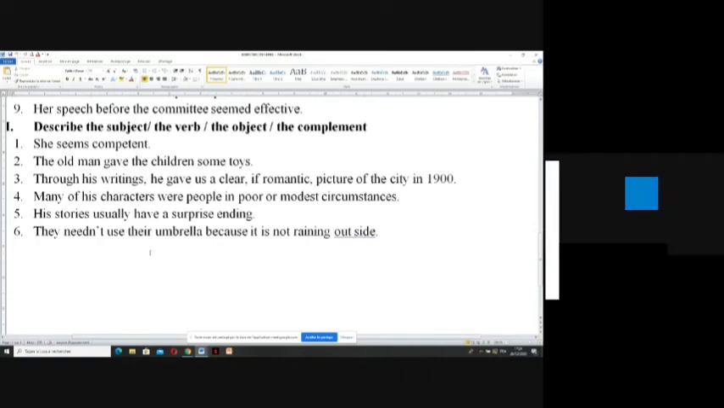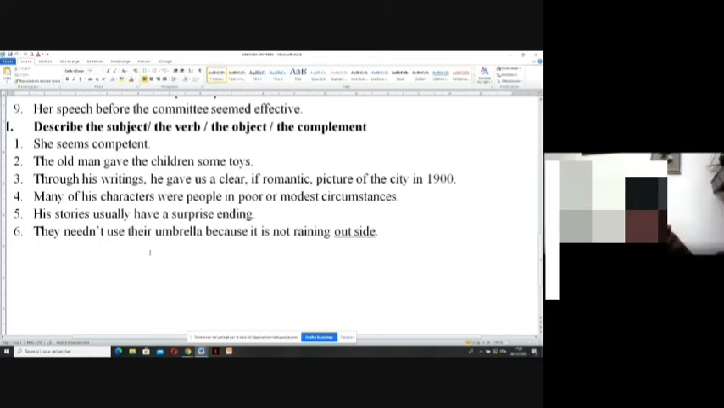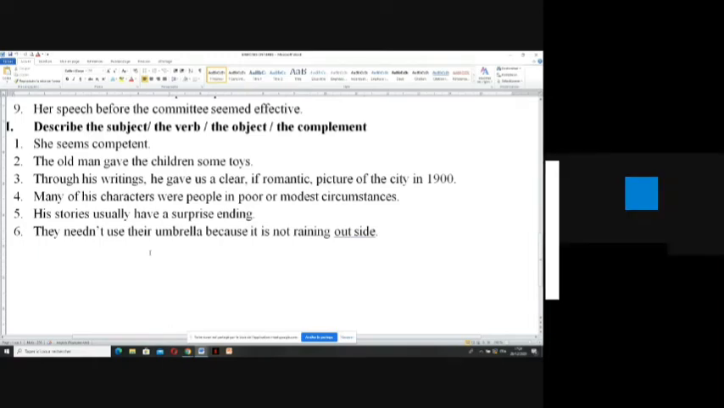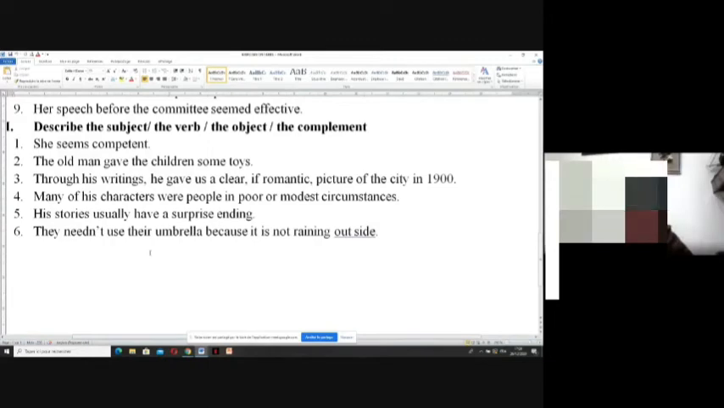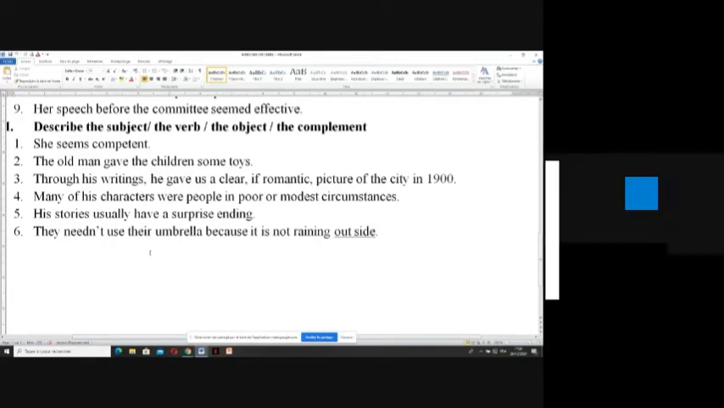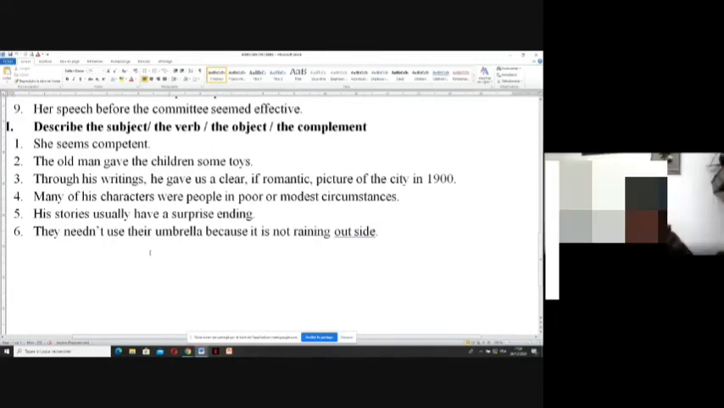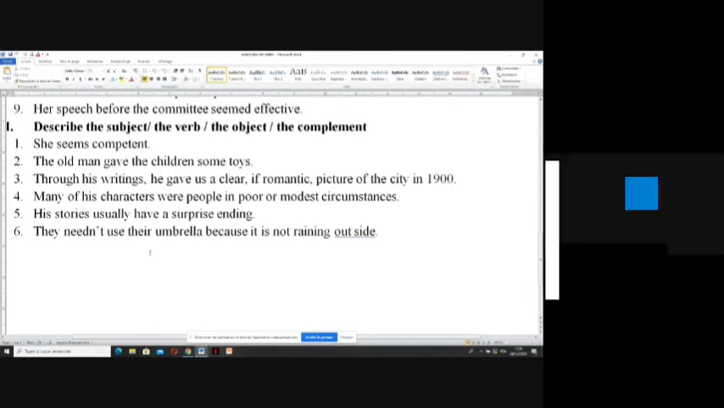The old man gave the children some toys. The old man, it's a noun phrase, functioning as a subject. Good. Gave, verb, lexical. Finite. Yes, finite, plus time. And dynamic. Dynamic, transitive. Okay. The children, direct objects. Some toys, objects, complements.